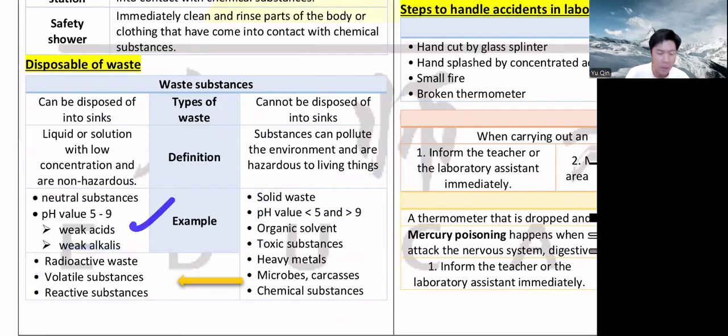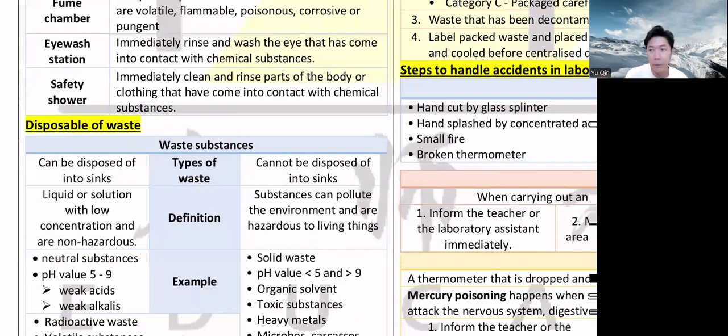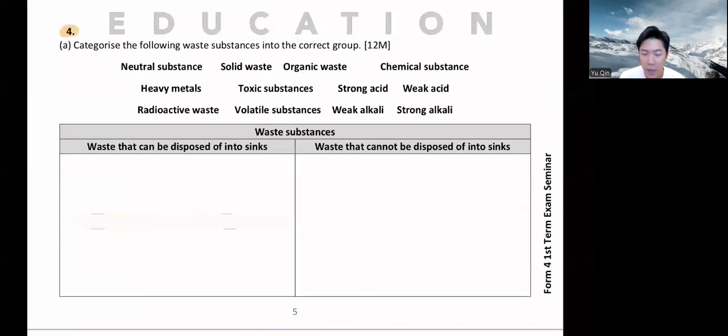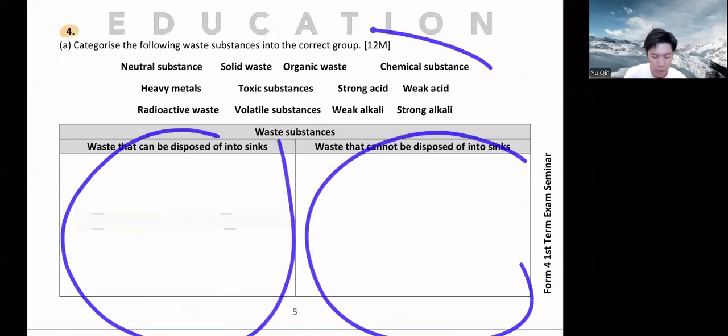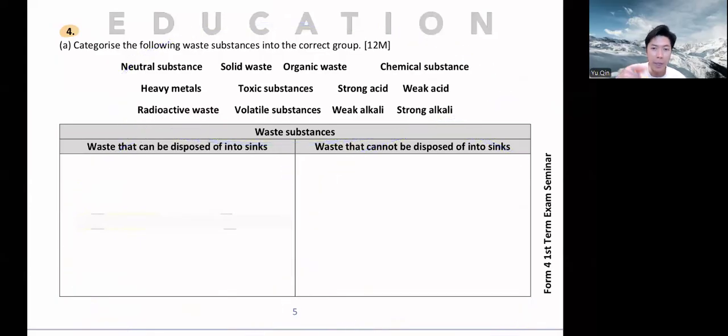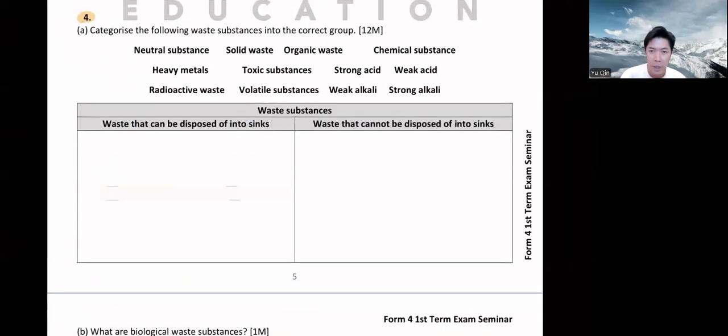This one is as long as the pH value is between 5 to 9. pH 5 to 9. So a little bit acid, a little bit alkaline is okay. Weak acid, weak alkaline. Okay, so anyways, let's see what we have. I think the question wants you to differentiate. You want to split the substances into can throw into sink and cannot throw into sink, right? So I'll give you some time. Please help yourself.